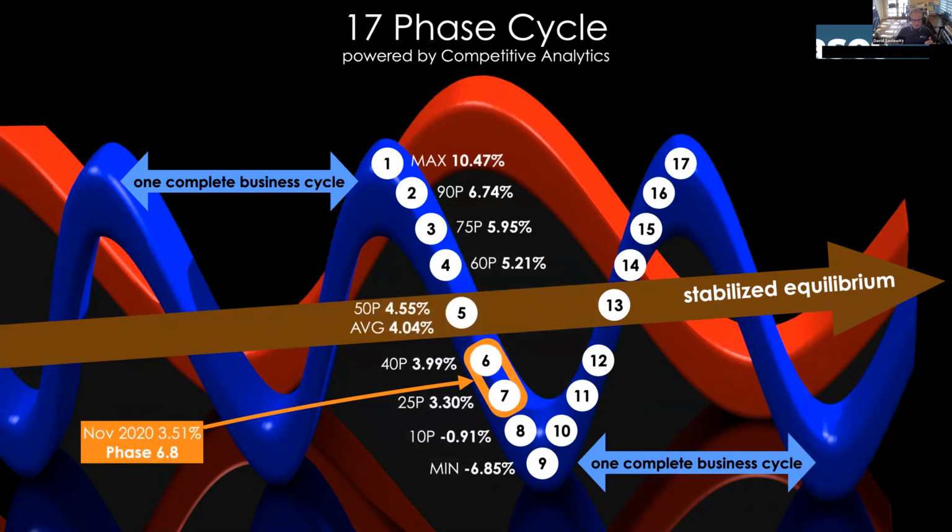This is an actual anonymized client example where this month, literally, they're in phase 6.8. So again, this is important because not only do you need to do this for your KPI, you need to do this for your EPI.